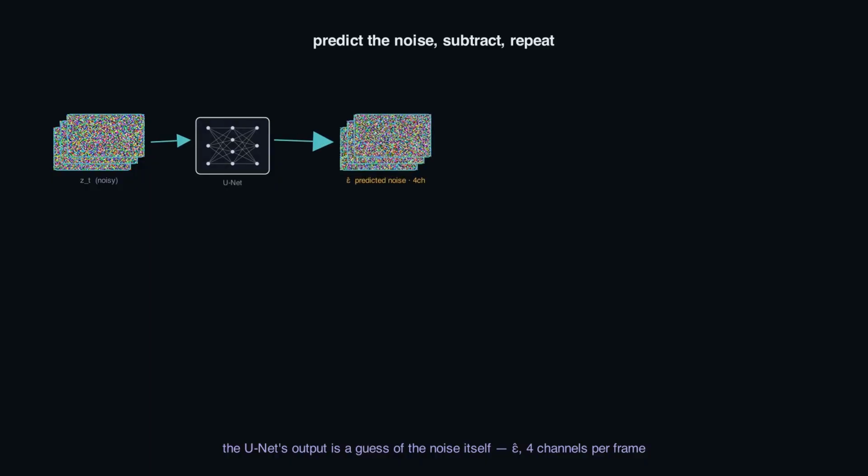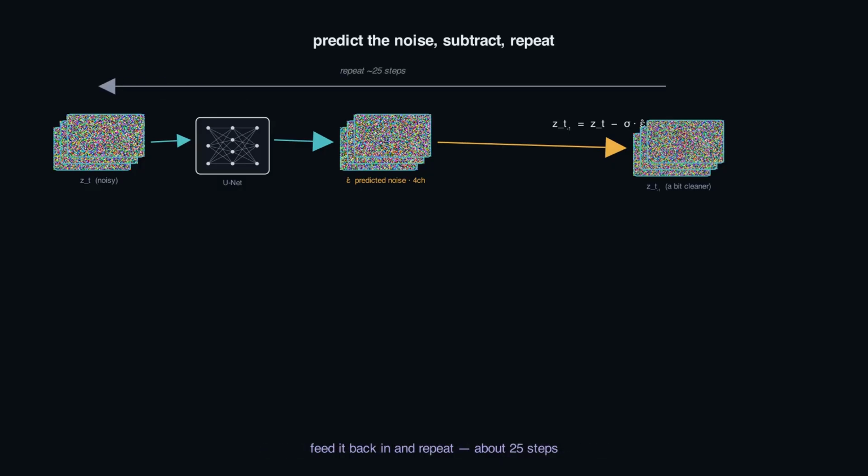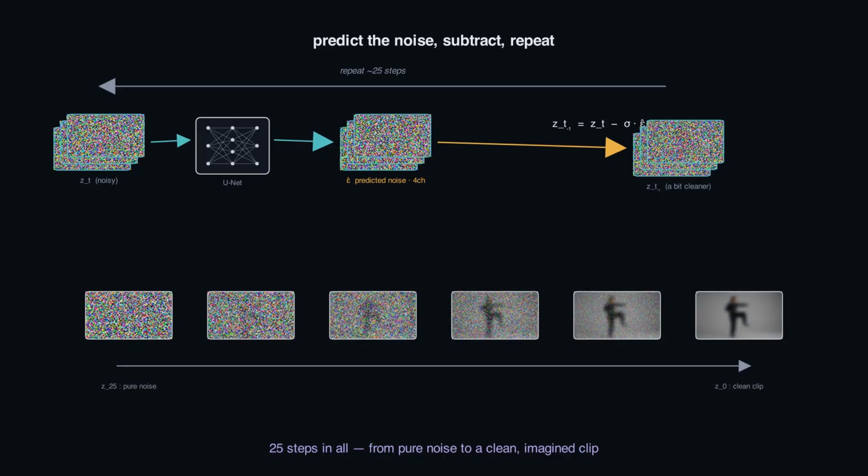So, condition on the photo, squeeze through the UNet, attend across space and time. And what finally comes out the end? Not the video, a guess of the noise, the machine's best estimate of exactly what static is corrupting each frame right now. So you subtract a little of that noise away and the frames get a touch cleaner. Then feed it back in and do the whole thing again and again, about 25 times. And slowly, out of the static, a clean, imagined clip appears.